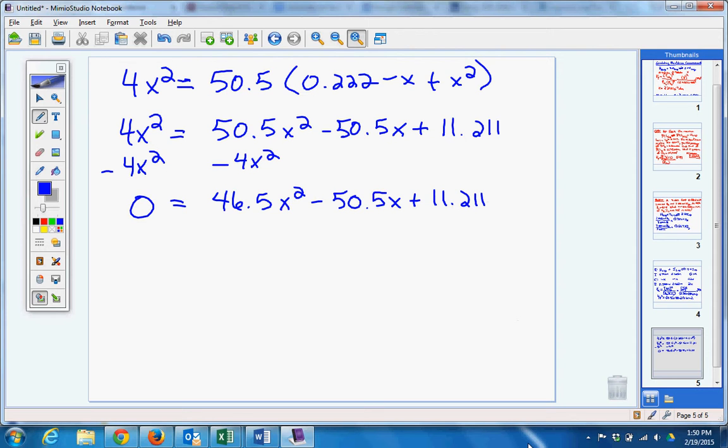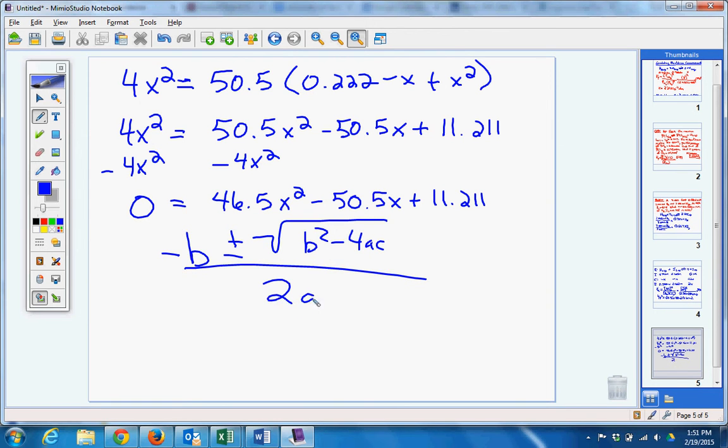Now, we have to put it into the quadratic equation. Does anybody know what that is? Negative b plus or minus the square root of b squared minus 4ac over 2a. Okay. All right, so you should have hopefully a program on your calculator where you can just plug in and give me the values. Anybody have that on their calculator?